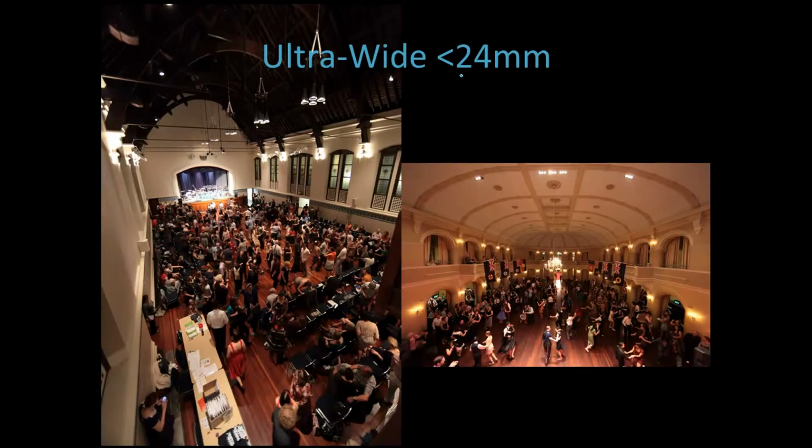Ultra wide is anything less than 24mm, so these are 14mm photos. They're actually not as wide as the ones before, the 15mm, because they're corrected. And by corrected, what I mean is if you look at the straight edges, they're straight in this image.